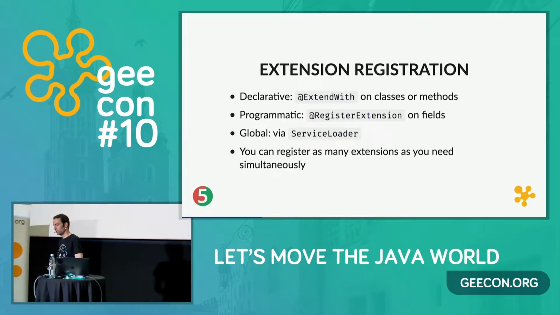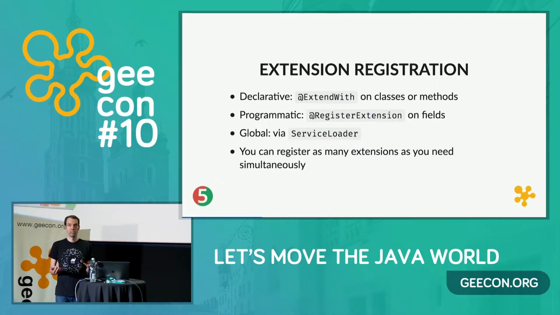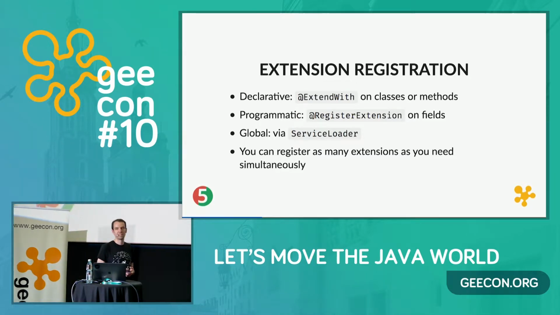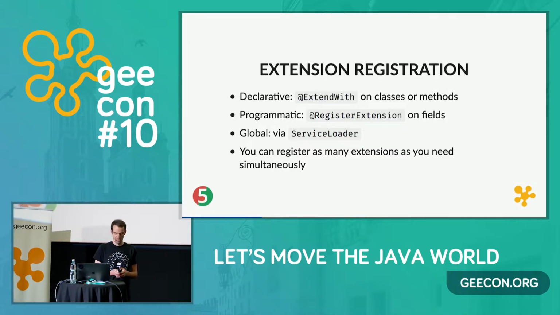And very important is you can register as many extensions as you want at the same time. So it's not as in JUnit 4, where you had only one runner, and that was it. This is really designed to be combined and to be used with many extensions simultaneously.